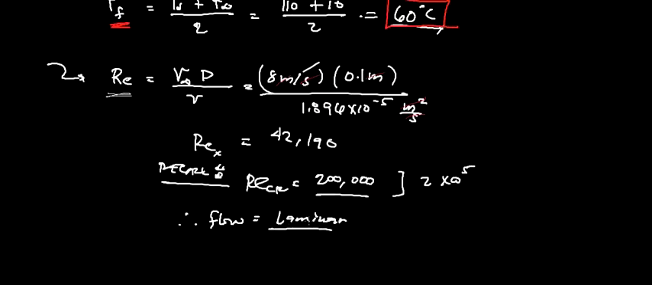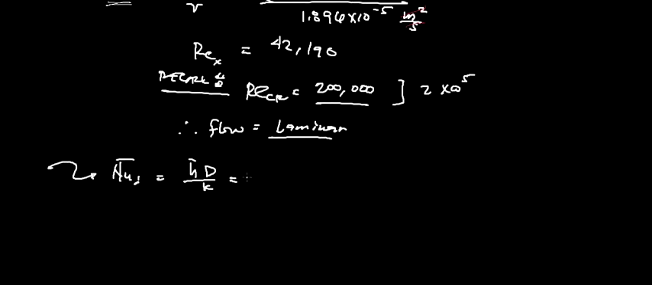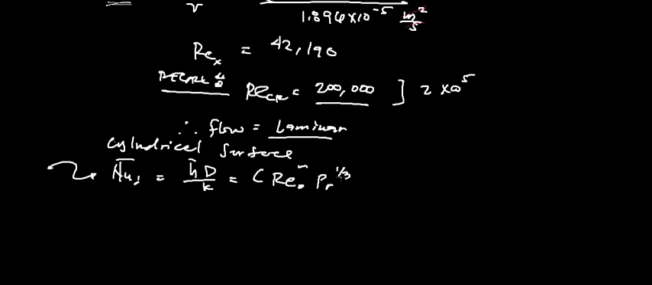So we have a 200,000 critical, and our Re is less than that, therefore our flow is laminar. Okay, and since our flow is laminar, we can now have the Nu for laminar flow, which is equal to h average D all over k, or based from the formula for the cylindrical surface, we have C Re to the m Pr to the 1/3, right?